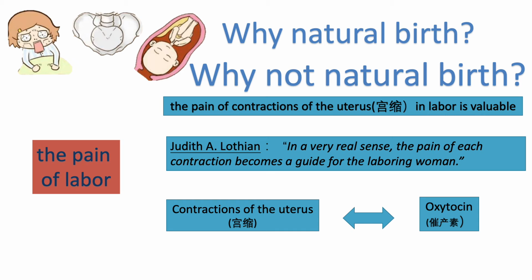With each contraction, pain will send a signal to the brain and oxytocin is released. And with the release of oxytocin, the contractions will increase in intensity, and as the pain of contractions increases, more oxytocin will be released and the contractions become harder.